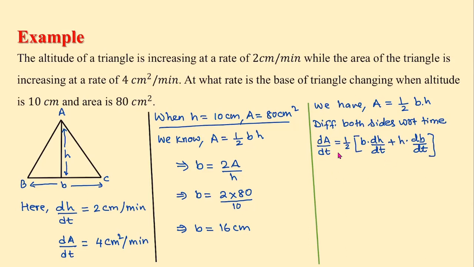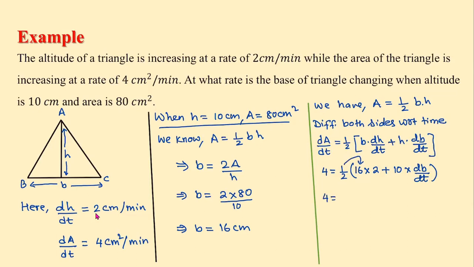So dA over dt, now let's plug in the values. dA over dt is 4, equal to half multiplied by the base of the triangle. b is 16, multiplied by dh over dt. You can see dh over dt is 2, plus 10 times db over dt. We want to find that. So now let's see what we get.